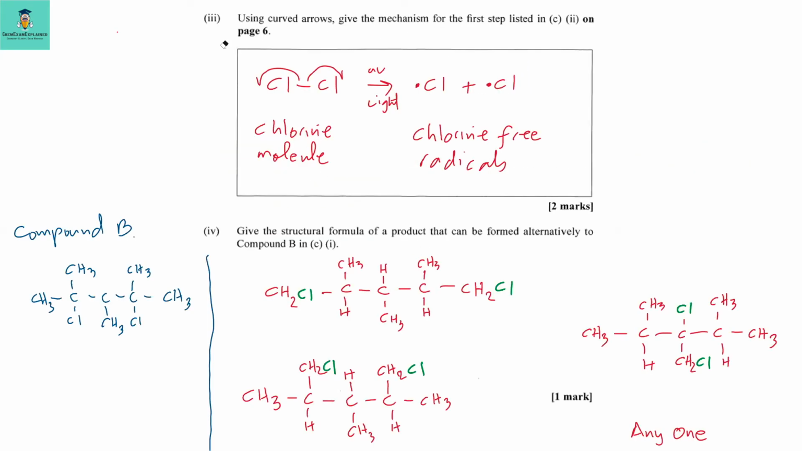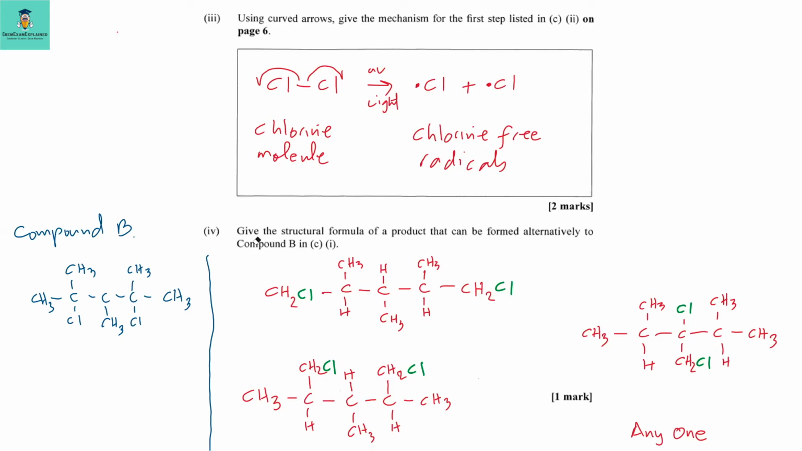C part 3. Using curved arrows, give the mechanism for the first step listed in C part 2 on page 6. So here, we're looking for the first part, which was initiation. So the UV light was used to break the bonds between the chlorine molecules. So we use fish hook notation to show that we are only moving one electron to this chlorine atom and the other electron to this chlorine atom, forming our chlorine free radicals.